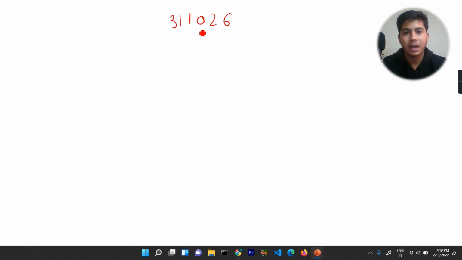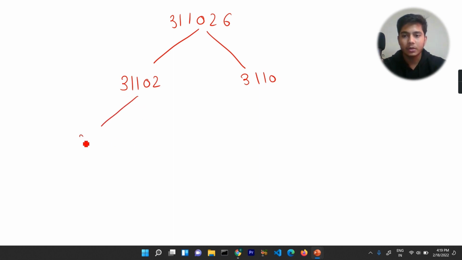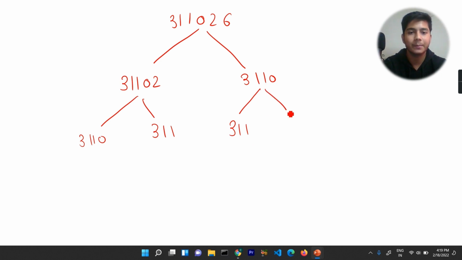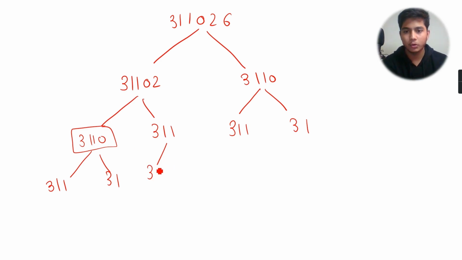31026, let's say. Either I take it alone, so I have taken 6, now I have to check for this. Either I will take it in pair, so 3110, right? In this, either I will take it alone, 3110, or I will take it in pair, 311. Now either I will take it alone, 311, or I will take it in pair, 31. In this, either I will take it alone like 31, or I will take it in pair like 3 will be left, right? And in this case the same thing will happen, 3 1 and 3.